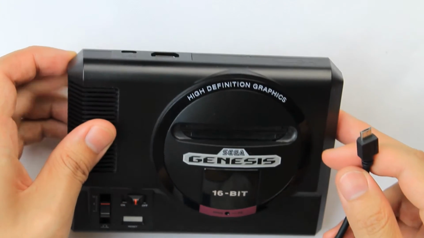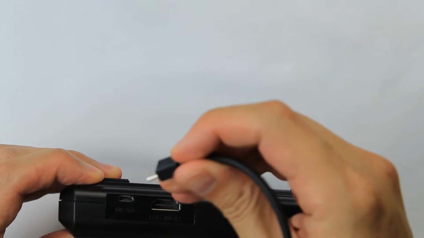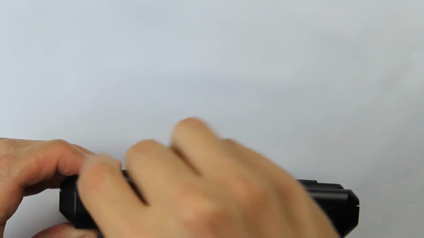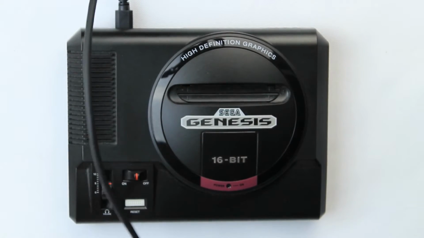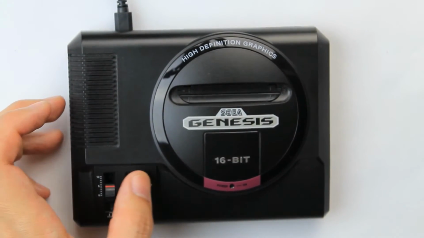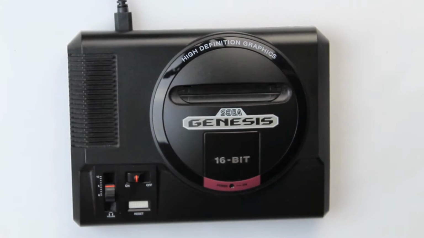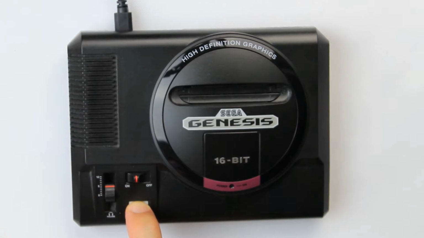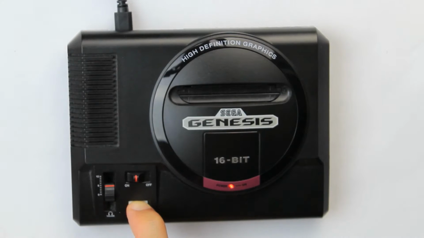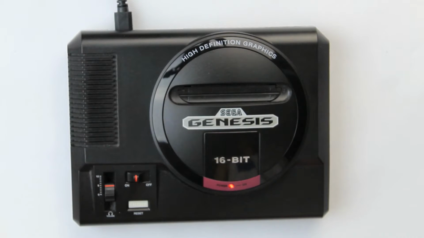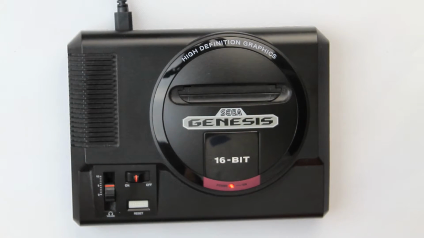Plug the micro USB cable into your Sega Mini, but don't connect the other end to your PC yet. Put the Sega Genesis Mini into the on position. Hold the reset button, and now plug in the other end of the micro USB cable into your PC. Continue holding the reset button for a few more seconds, and then release. You should hear your PC making a connection noise. Now I'm going to switch back to my PC view.